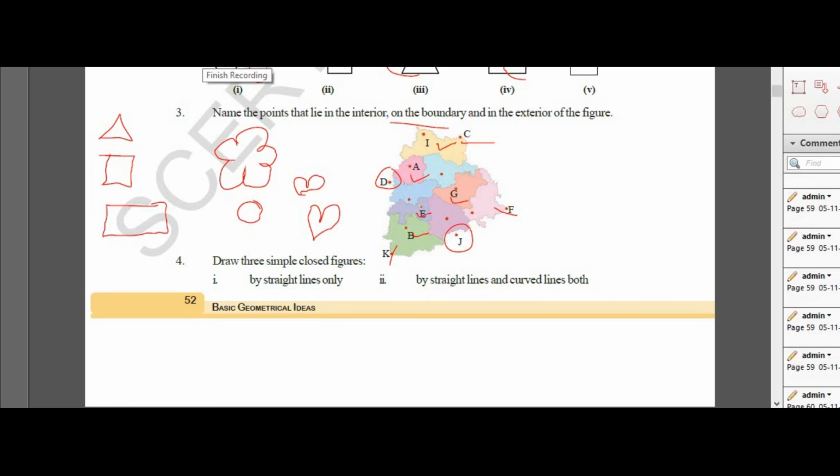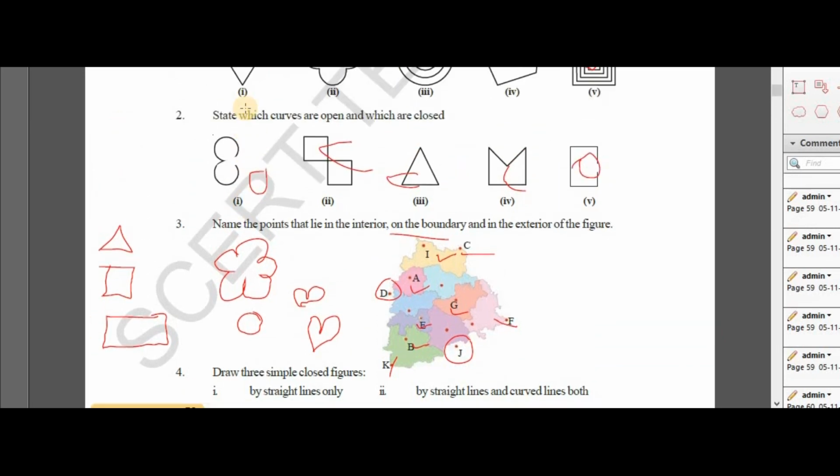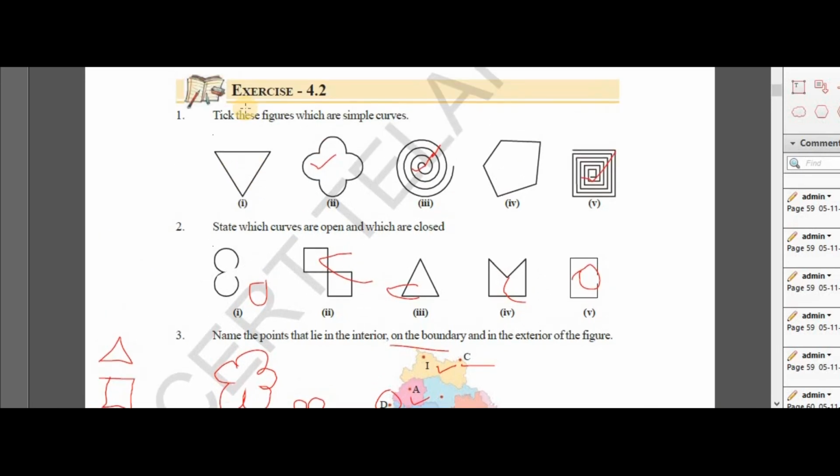Okay students, today we completed this exercise 4.2 also. In this class we learned what is interior, exterior and on the boundary. And then what is the next thing we learned? What are the different kinds of polygons we have based on the sides? That also we completed. And we completed exercise 4.2. What is a simple curve and what is a closed curve? Okay students, meet you in the next class.